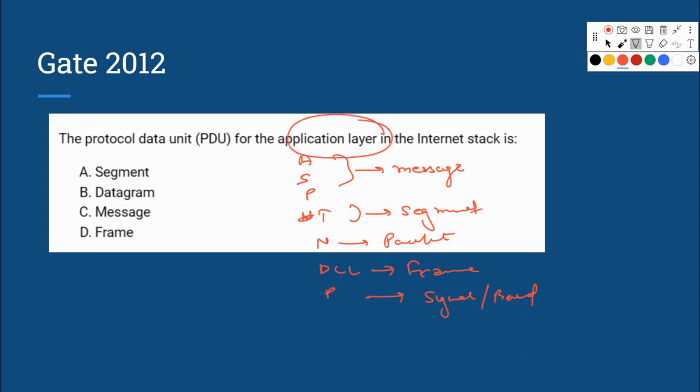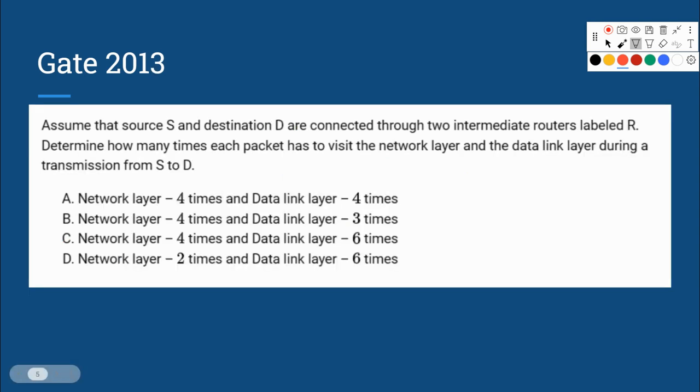Now the question is being asked for the application layer. So for the application layer, what is the answer? It is the message. So the correct answer is C.